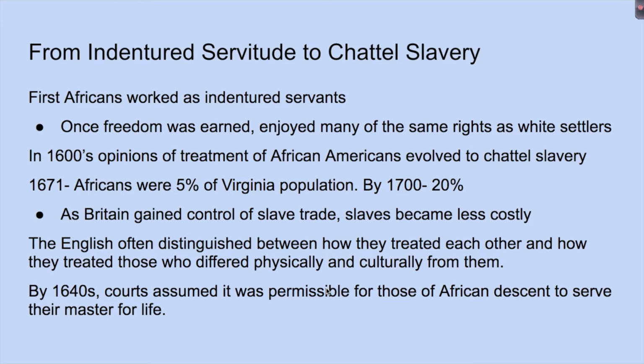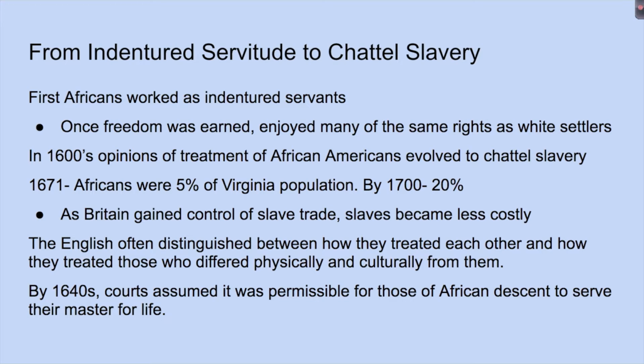So these first Africans worked as indentured servants. So usually for an indentured servant, and this would be of any race, they would work for perhaps a debt. For Europeans that wanted to come to the New World and they couldn't afford it, someone might pay for them to come to the New World, and to pay them back, they would work as an indentured servant for a number of years, and then they were freed and they had the same rights as those that they lived around.